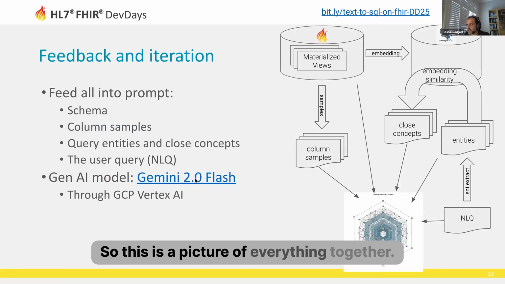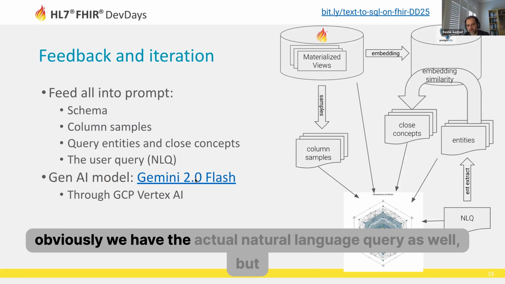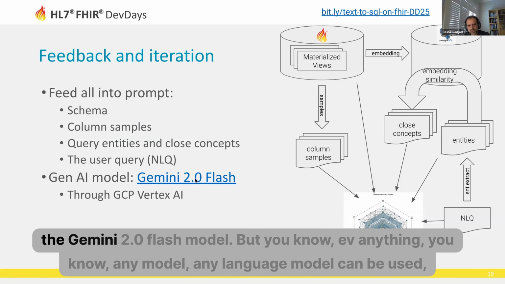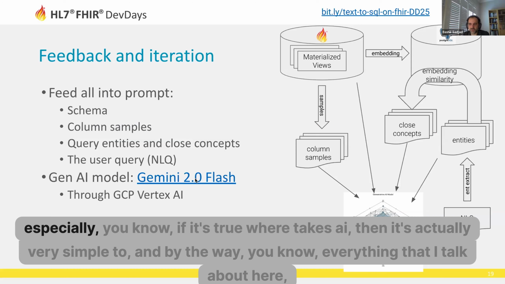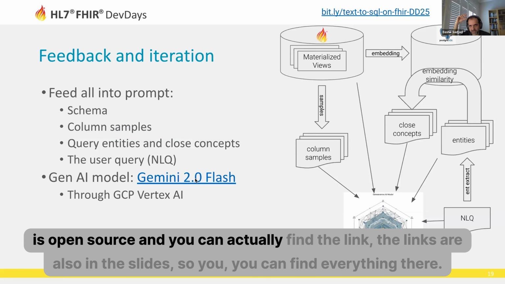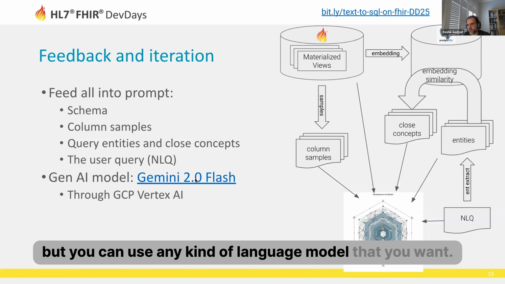This is a picture of everything together, everything that's fed to the model. Obviously, we have the actual natural language query as well, but we have everything else too. In this case, I am using the Gemini 2.0 Flash model, but any language model can be used, especially through Vertex AI, where it's very simple to fill. By the way, everything I talk about here is open source, and the links are in the slides, so you can find everything there. But you can use any kind of language model that you want.